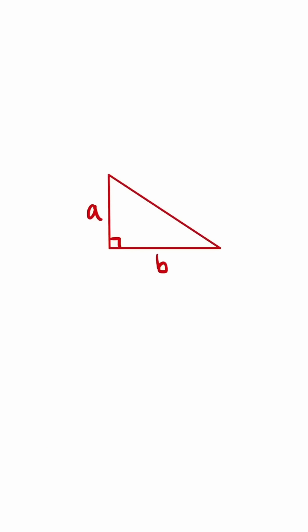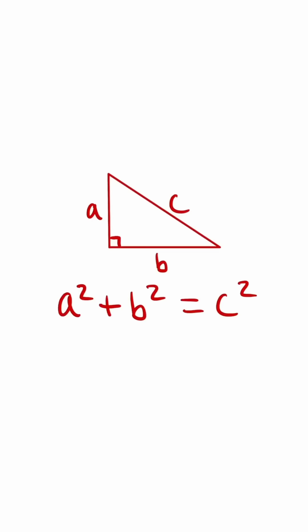The Pythagorean theorem describes a relationship between the side lengths of a right triangle, and keep in mind that it can only be applied to right triangles. What it tells us is that the sum of the squares of the legs of a right triangle is equal to the square of the hypotenuse.